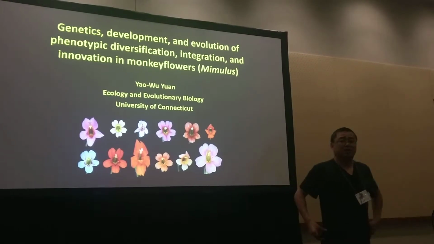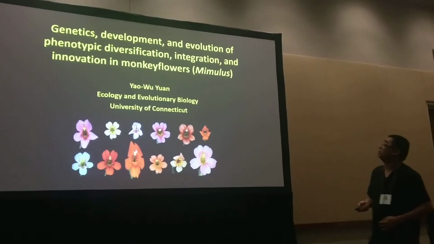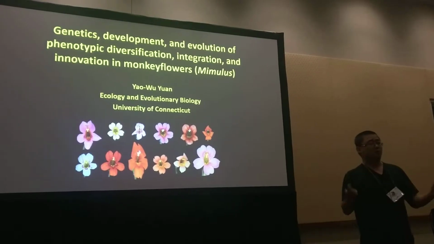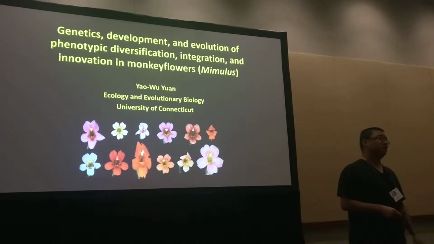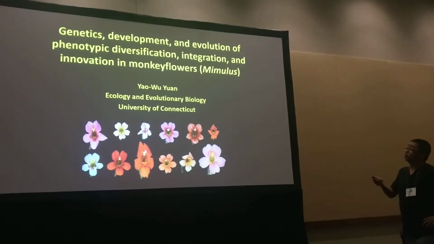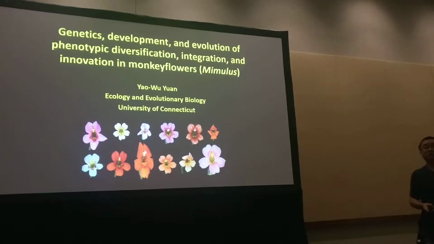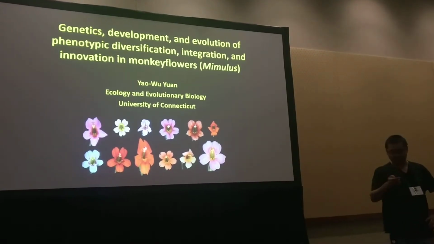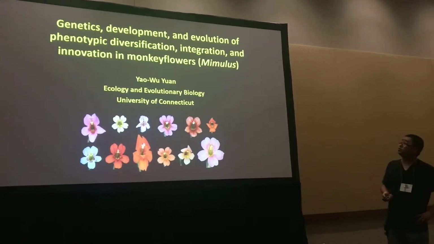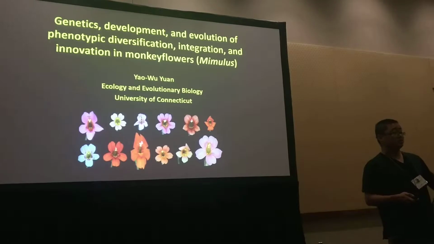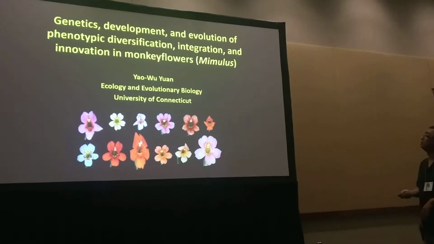Talking about my plans for the next 15 years. I think it's not an exaggeration to say that most of the people coming to this conference are interested in phenotypic evolution in one way or another. And I'm particularly interested in three aspects of phenotypic evolution, and that's diversification, integration, and innovation. I'm going to use two examples, one from animals, one from plants, to just illustrate those three aspects.